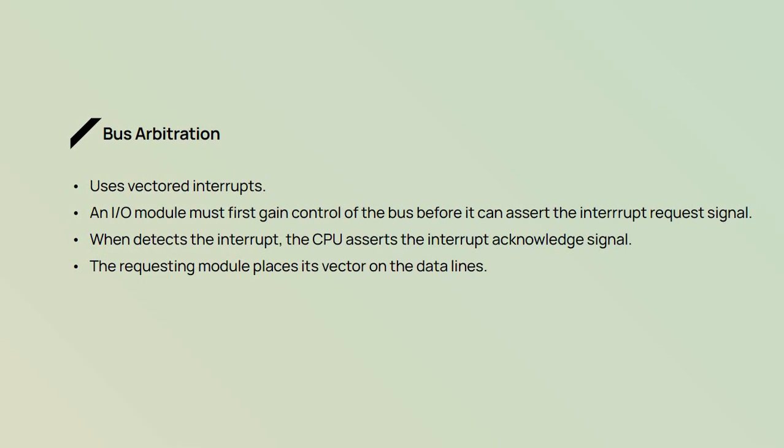Bus arbitration. The last method, which also utilizes vectored interrupt, is called bus arbitration. This method involves the I/O module gaining control over the bus before requesting the interrupt. This is limited to only one module over a time. The processor sends an acknowledge signal whenever it detects an interrupt. The requesting module then places its vector address on the data lines.